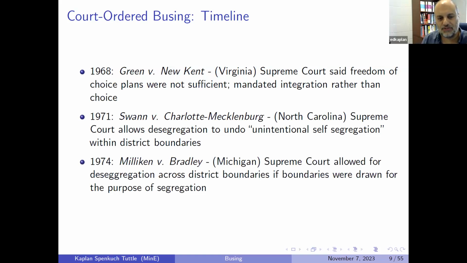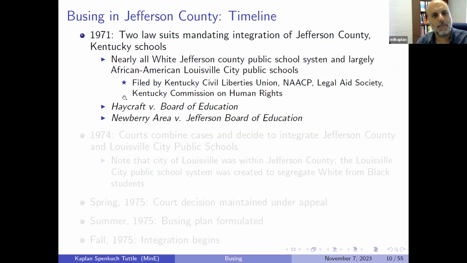And finally, in 1974, in Milliken v. Bradley, the Supreme Court said that they could, and this is very important for our particular case, integrate across school district boundaries if the boundaries were drawn for the purposes of racial segregation, which was the case in what I'm about to tell you. So in Jefferson County, Kentucky, they had actually created two school systems. There's a nearly all-white Jefferson County public school system, which excluded the city of Louisville, even though Louisville was in Jefferson County.